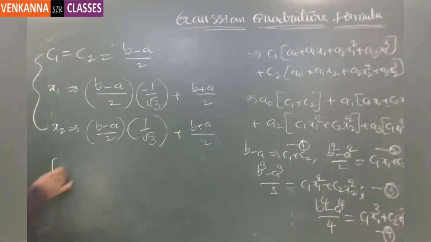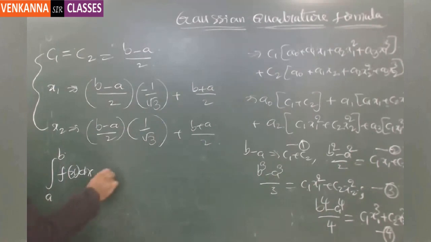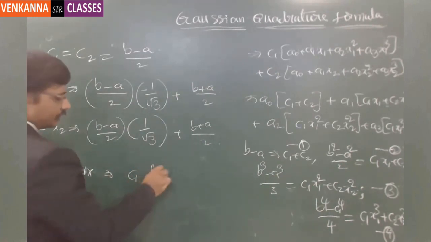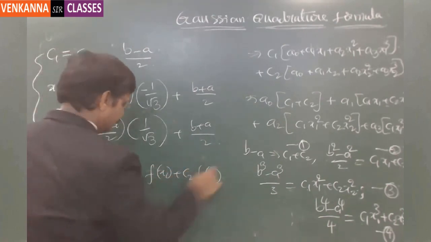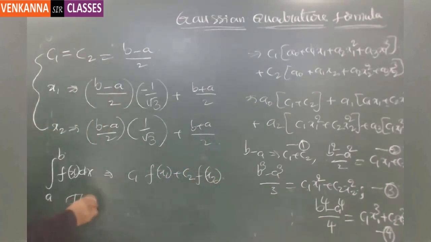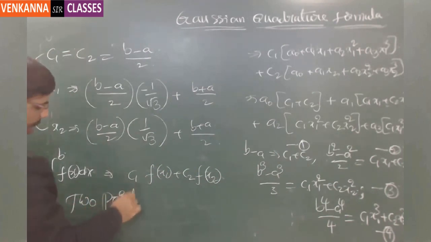Once you have this, the integral of f of x dx between the limits a comma b, for an approximated polynomial of third order, is going to be c1 f of x1 plus c2 f of x2. So this is the 2-point Gaussian quadrature formula.